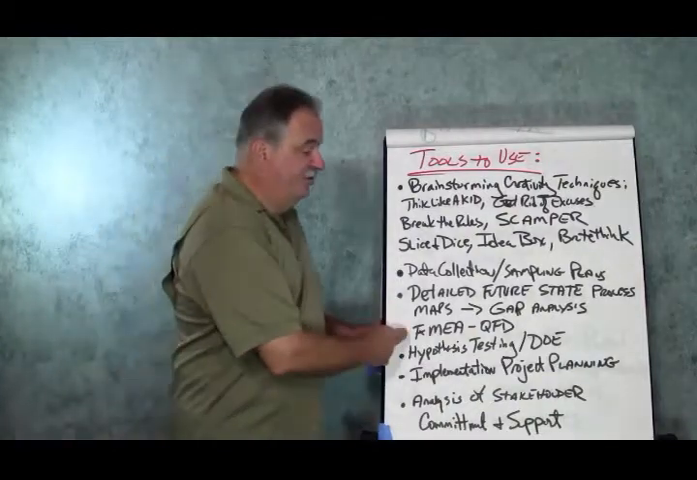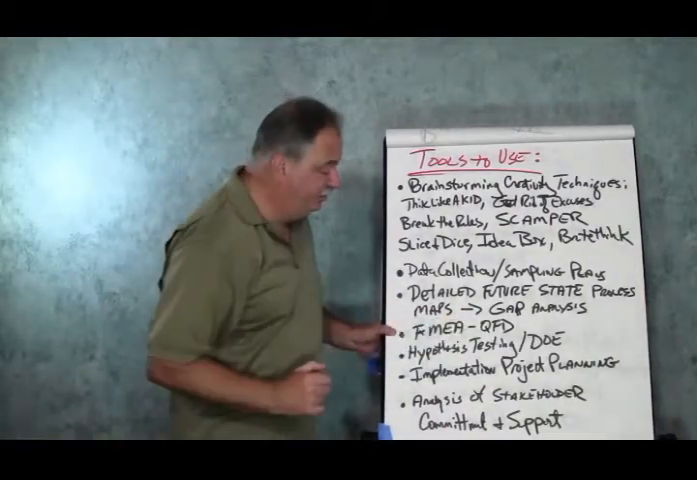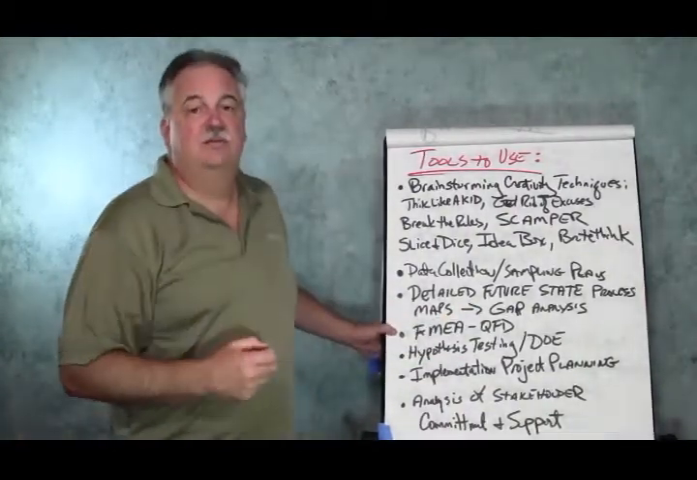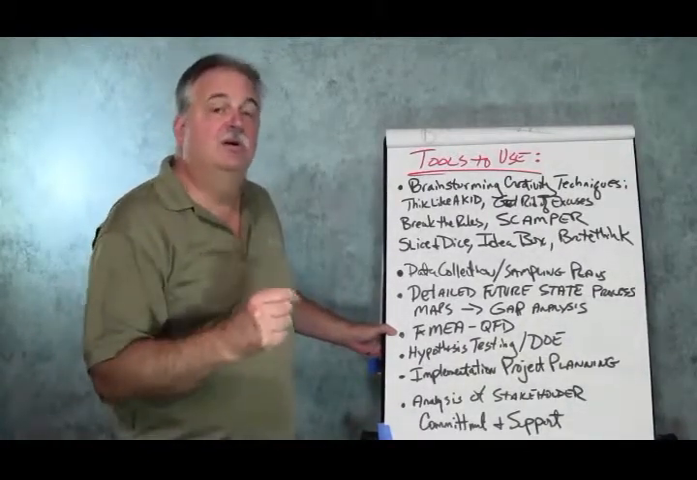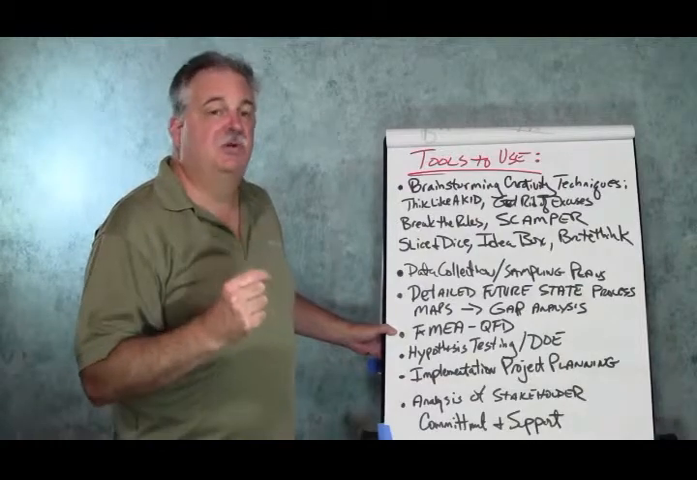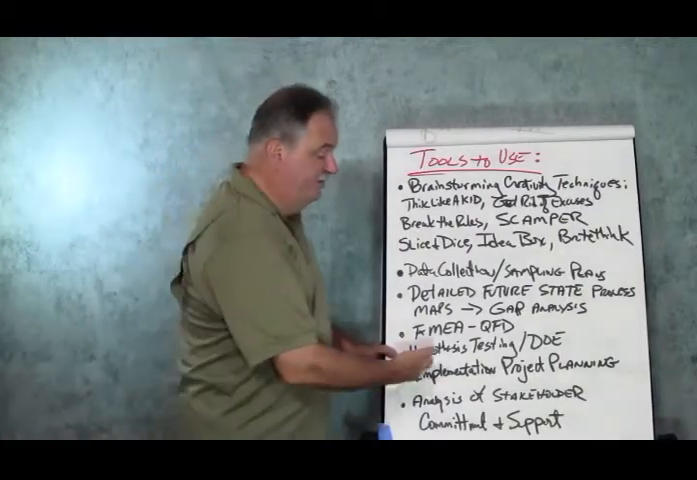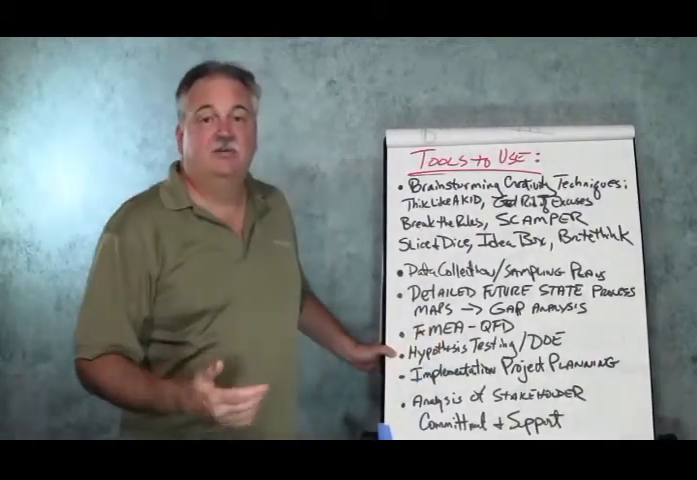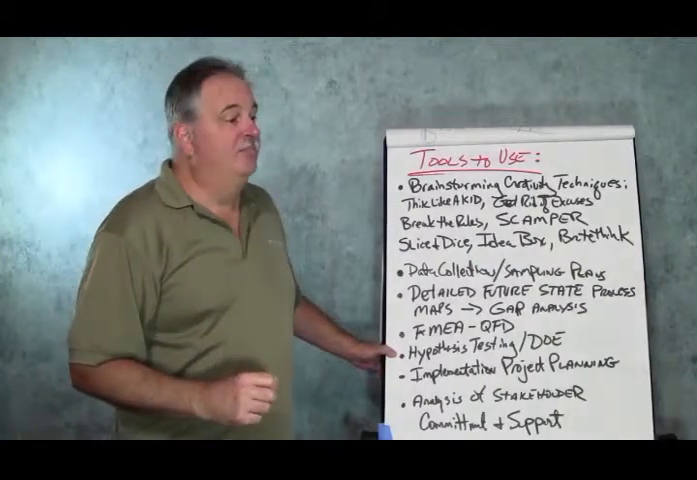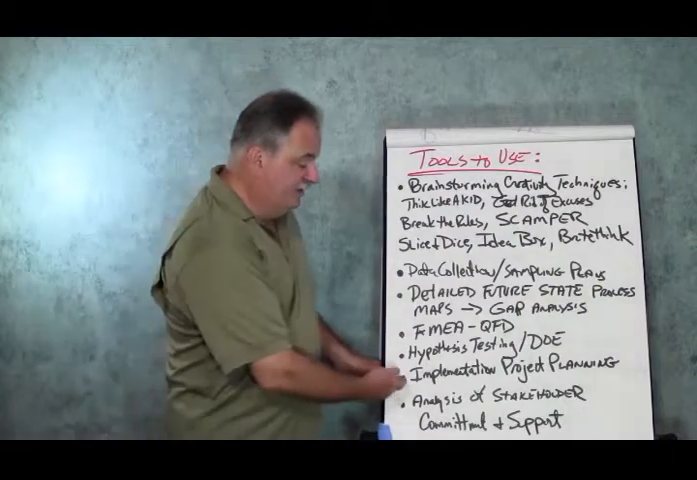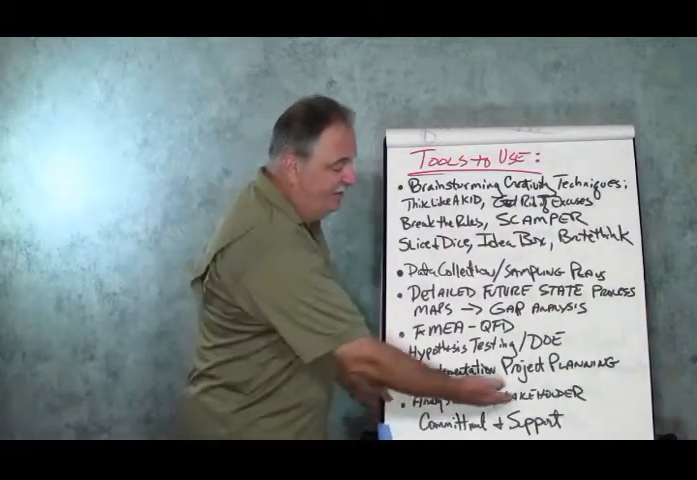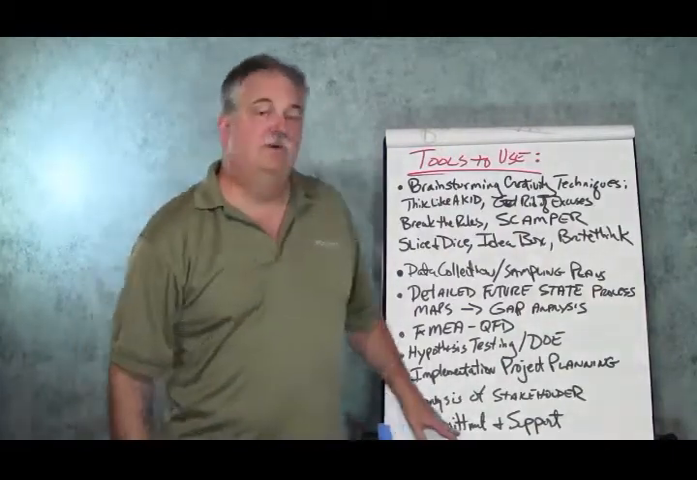We can use things like failure mode effects analysis and quality function deployment as some matrix methods to help us to understand things we need to do and to assure that we're meeting customer requirements. All right, we can use some hypothesis testing and design of experiments to validate our pilot testing and make sure that it actually works. Implementation project planning, analysis of stakeholder commitment and support.